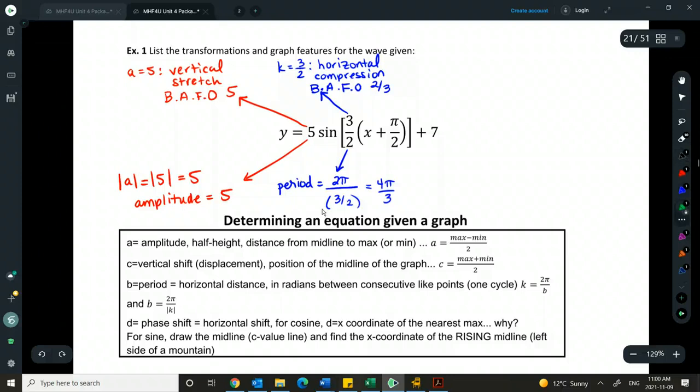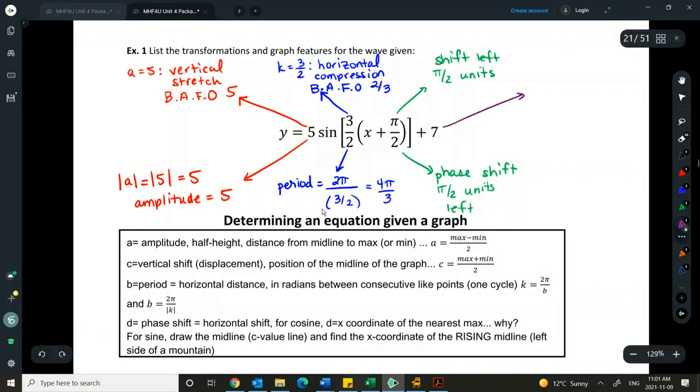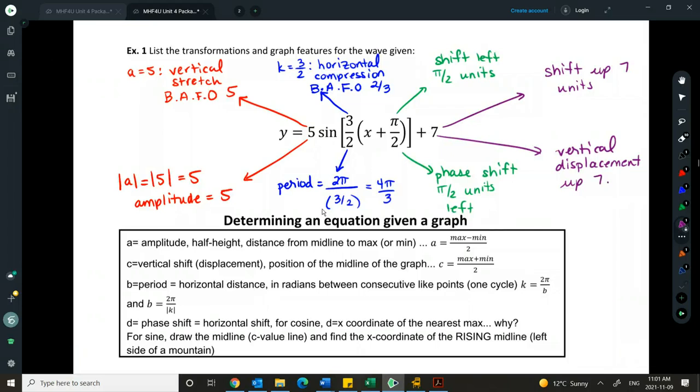Okay, last parts here. This is going to be a shift left pi over 2 units. Or as the graph feature, we would call this a phase shift, pi over 2 units to the left. Very similar for that one. And then the last one, shift up 7 units, or vertical displacement of positive 7. Up 7. We also know the midline of the graph is at 7, that middle part.